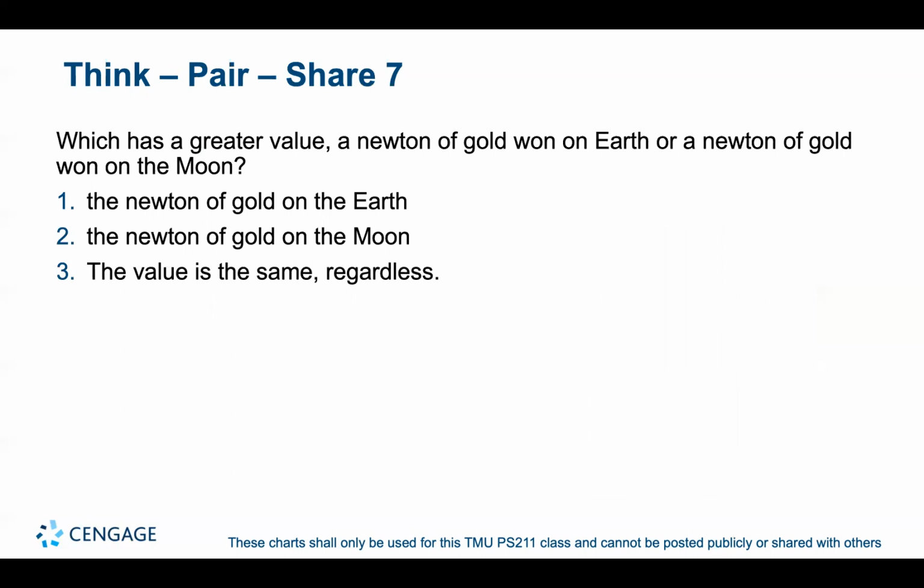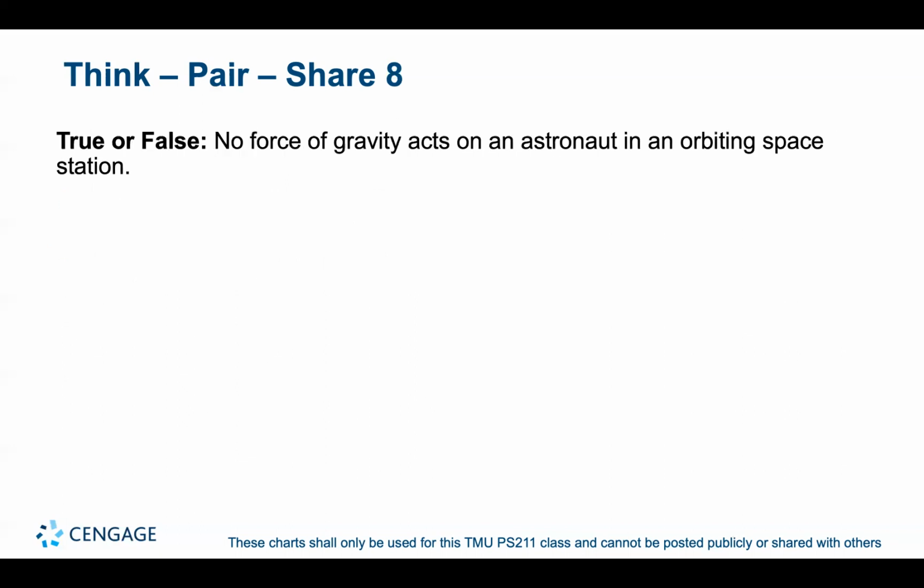So, which has the greatest value: a Newton of gold on Earth, or a Newton of gold on the moon? The Newton of gold on the moon. That would take a lot more mass, because the weight on the moon is much less.